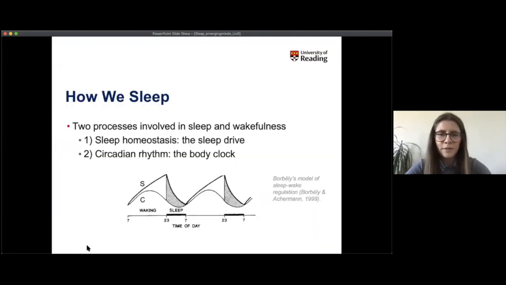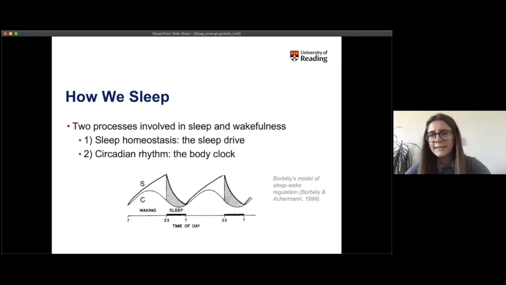So starting with the simple background then to how we sleep. There's two key processes involved in being asleep and being awake. The first one of these is called sleep homeostasis. This is the pressure that builds up throughout the day that makes us ready for bed. This gradually is building throughout, unless we nap, in which case it might retract a little bit. But the idea being that by the time we get to bed, this drive for sleep is really quite high and ready to force us into falling asleep.